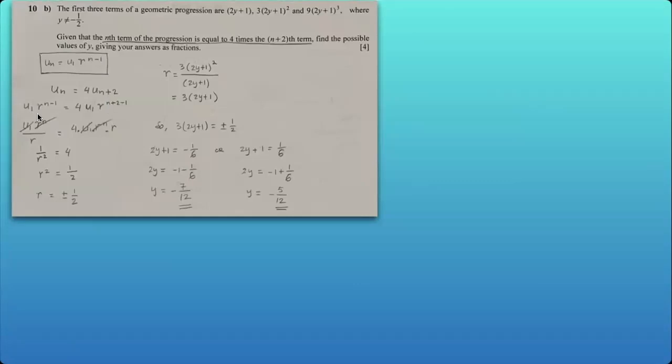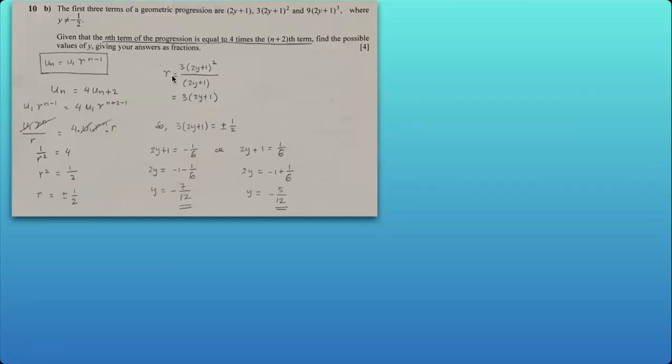And here we apply the law of indices to the r to the power of n minus 1. This is equal to r to the n over r. And here we have r to the power of n plus 1, and this becomes r to the n times r. And then we can cross out u1 and r to the power of n to end up with this expression. And then we can find r, which is equal to plus minus 1 over 2.